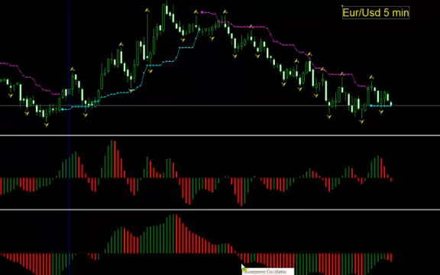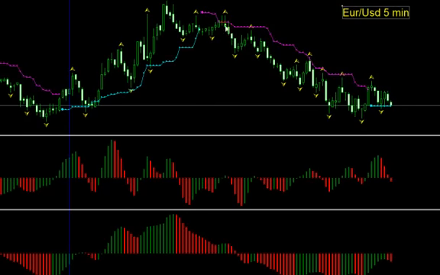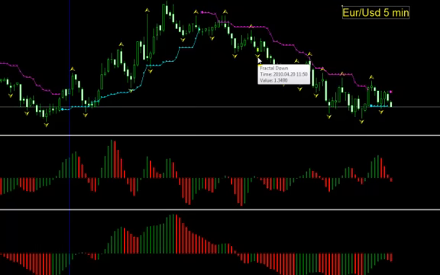Everything is red. Okay, so that's an easy sell. And you can see it moves a few pips and bounces around a bit. Your technical analysis would eventually tell you that it's okay to stay in that trade.